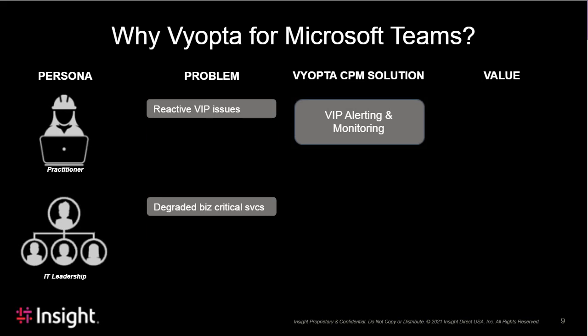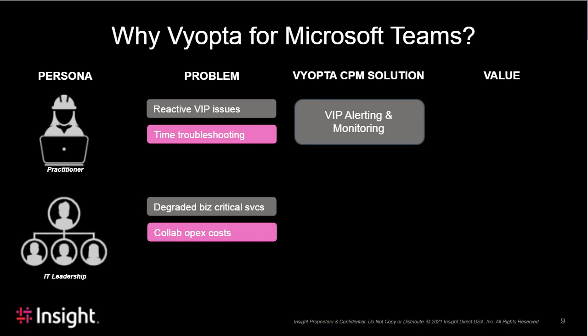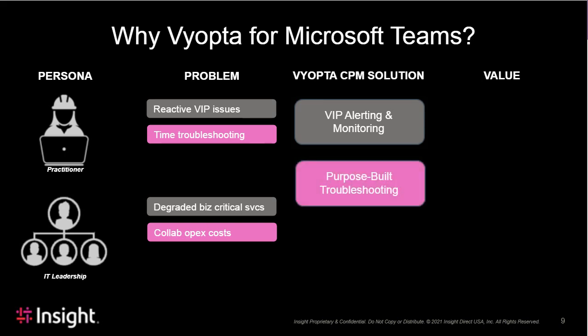And then the next elements we're going to go through are troubleshooting and the time that you spend getting to why calls were having issues. That's the practitioner persona. The IT leadership is looking at this really from an OpEx perspective. Time is money, time is resourcing. We saw all of those stats around usage going up and to the right. Your costs cannot be going linearly up and to the right because the expectation is that you're scaling this out. So we're going to help you with purpose-built troubleshooting that's going to speed that up significantly for that practitioner, and then it's going to keep those collab OpEx low.